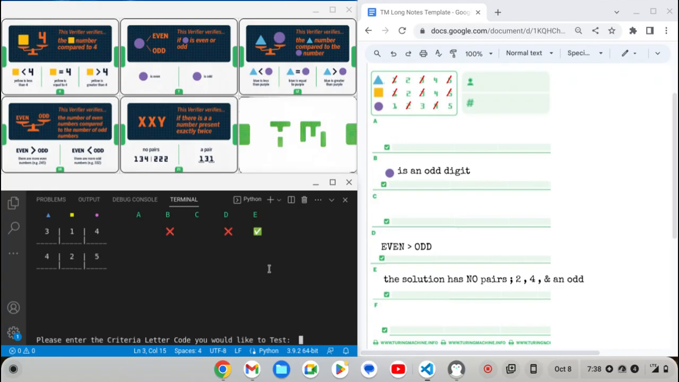Okay, so as I mentioned, I believe that everything really revolves over what the result of criteria card A is. So let's go ahead and test criteria card A.